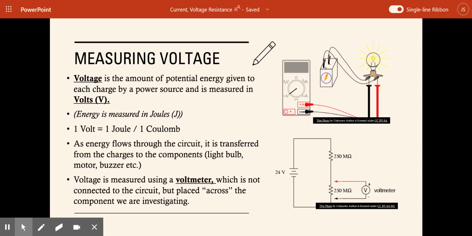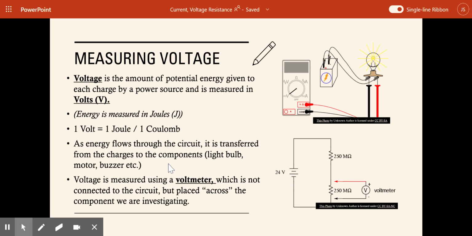To measure voltage: voltage is the amount of potential energy given to each charge, okay, by the power source, which for us is usually the battery. We measure the voltage in volts, which is represented by the letter V. Potential energy is basically the stored energy that can be transferred to the electrons, okay? 1 volt is 1 joule of energy, because energy is measured in joules, per coulomb of charge.